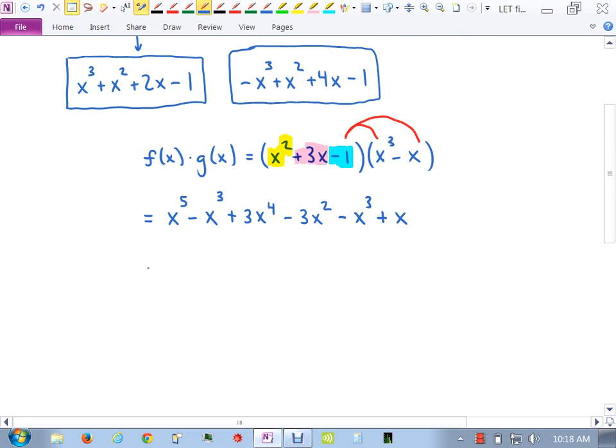Now I collect like terms. X to the 5th. How many x cubes do I have? Negative 2, right? X to the 5th I've done already. My cubes I've done. Let's see. Oh wait, I forgot my 4th. Oops. I need to put it in descending order. Let me get that plus 3x to the 4th in here. Then my minus 2x cubed. And then minus 3x squared, and then plus x. So there's 5 terms.